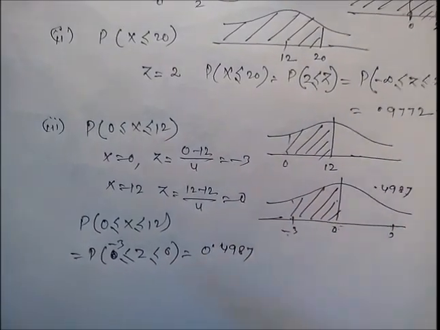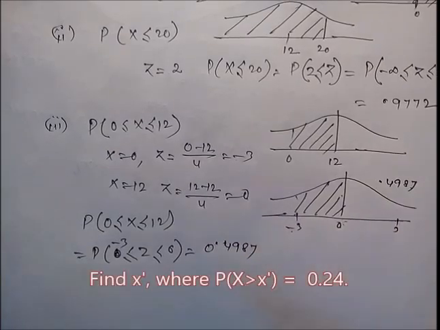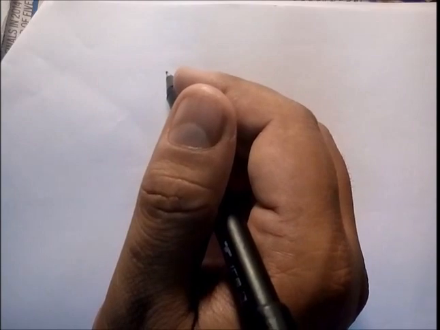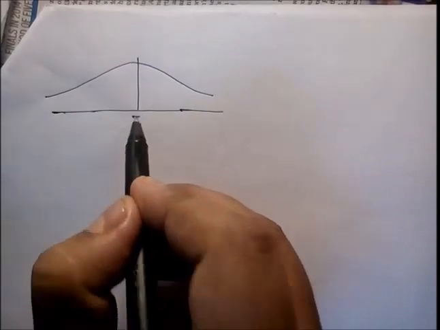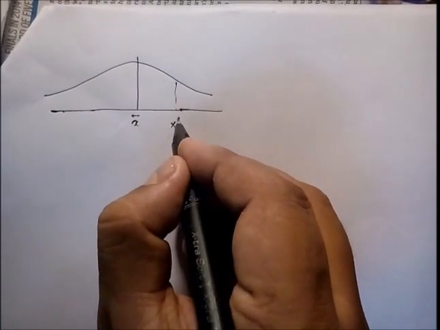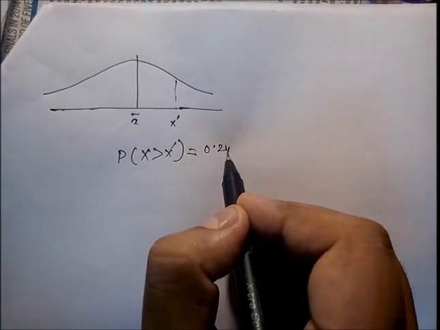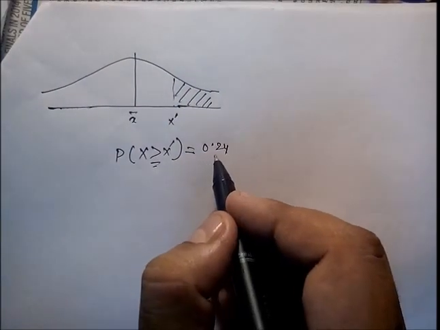Okay, now finally find x dash when the probability of x more than x dash is equal to 0.24. For this particular problem, till now we have done this from z value to probability. Now in this problem, we have to identify the z value from the probability. Suppose it is x dash, and the probability of x more than x dash is equal to 0.24. More than means this particular area, so it is 0.24.